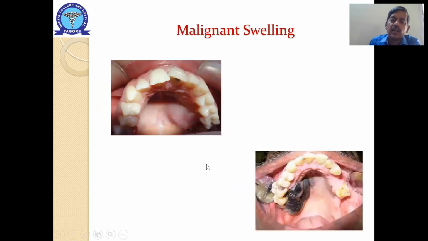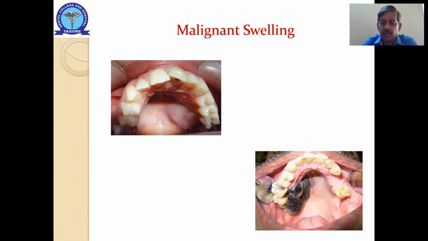Then malignant swelling. The patient gave a history of rapid onset of swelling. Rapid. So that is a malignant tumor of a salivary gland. This is a malignant tumor of a minor salivary gland. This is a malignant melanoma of the palate.